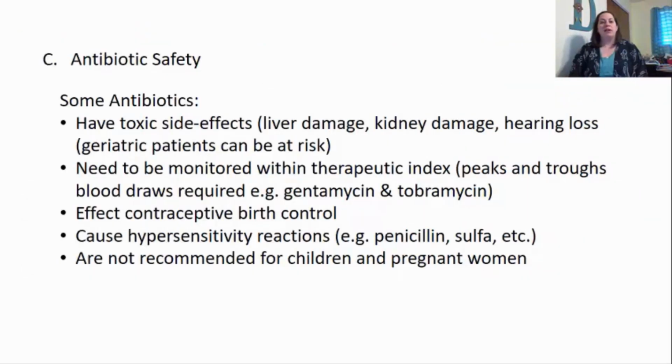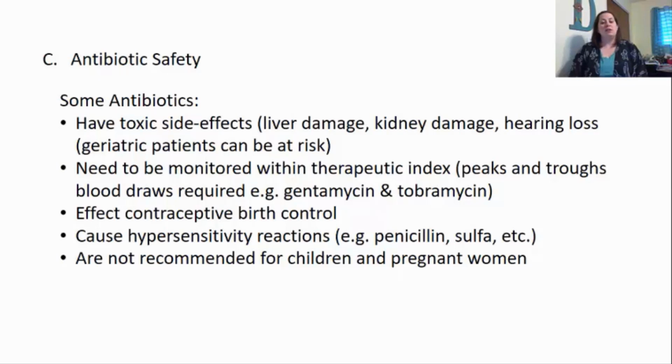The next thing we want to look at is antibiotic safety. For some antibiotics, they have toxic side effects. They could cause liver damage, kidney damage, hearing loss. This is normally seen in geriatric patients. They have a higher risk factor for this.